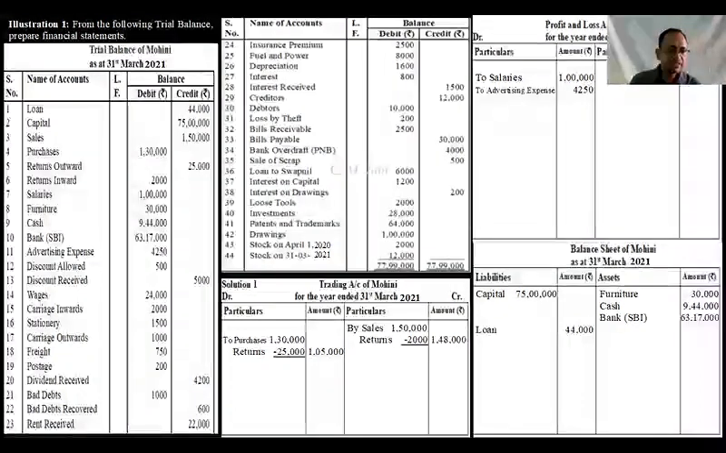Next, we are given discount allowed. Which type of account is discount allowed? This is also an expense. This is also a selling and distribution expense, indirect expense. So this will also come in profit and loss account, debit side. To discount allowed, 500.